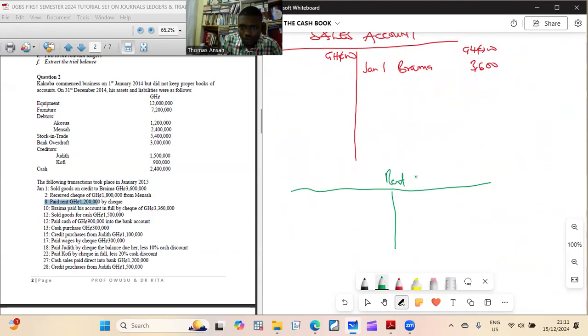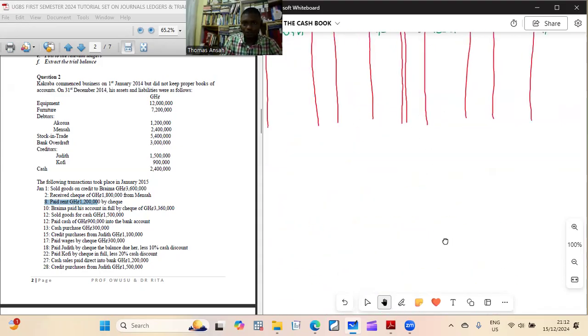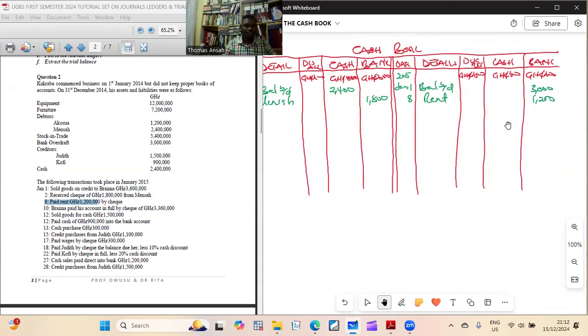Rent account, which you have your CD sign, then 2015, CD sign, 2015. So as you have credited your cash book with the rent, you have to debit the rent account. So when did that happen? January 8th. So you will say bank. How much? 1,002. You have fulfilled the posting principle. Double entry is complete. That's it.